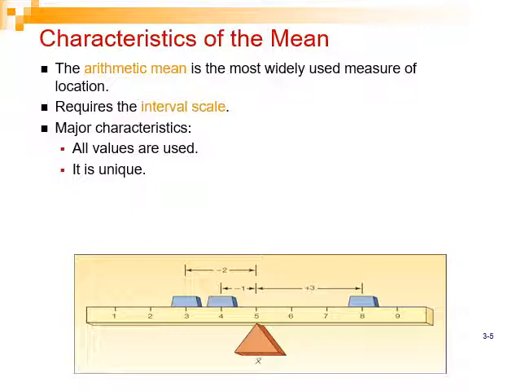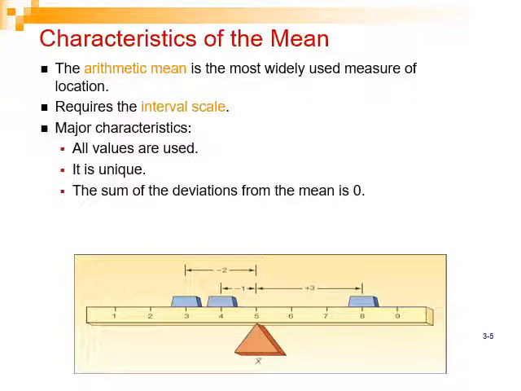The mean is unique. This means that we have only one mean. After calculations you have only one result, so the mean is unique. Number 3, the sum of the deviations from the mean is 0.